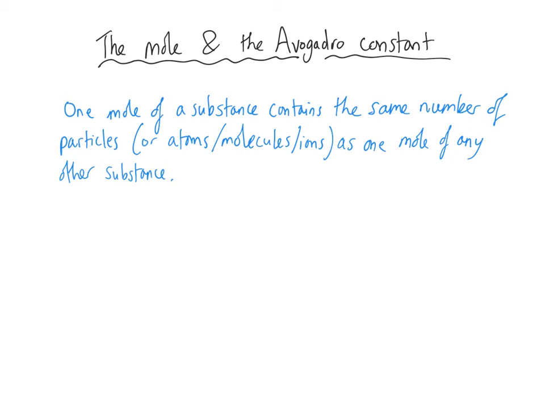Now, first up, before we go any further, we need to talk about this mole concept. Now, we're not talking about the animal or any other meaning of the word mole. We're talking about mole as a word for a number. Just like we know that a pair is 2, a dozen is 12, and a trio is 3, those are all words for numbers. A mole is the same. A mole is a word for a number.